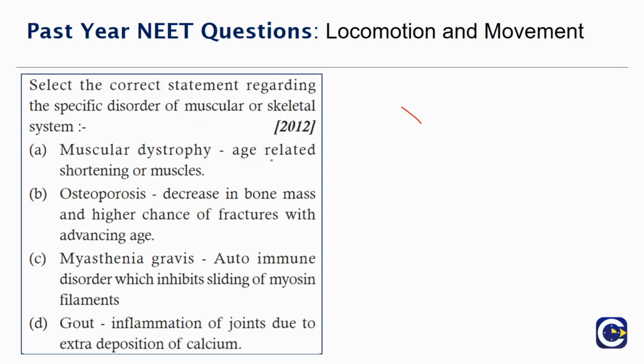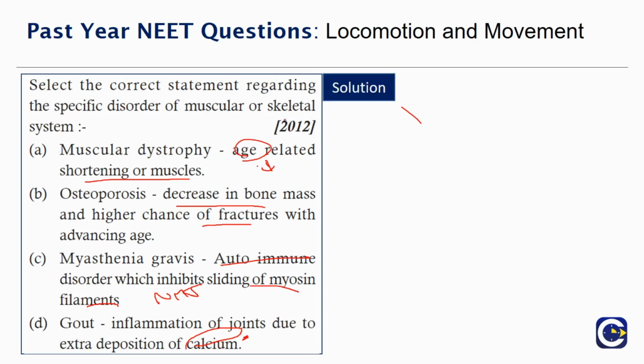So muscle dystrophy is not age-related shortening of muscle. It can be age-related when we don't do any activities. It is not shortening of the muscle, it is wasting of the muscle. Osteoporosis is a decrease in bone mass, and so there is a higher chance of fracture. Myasthenia gravis is an autoimmune disease, but it will not inhibit the myosin filament sliding. It will inhibit the neuromuscular transmission. Gout is the inflammation of joints, yes, but it is due to the deposition of uric acid crystals, not calcium. So the answer is B.